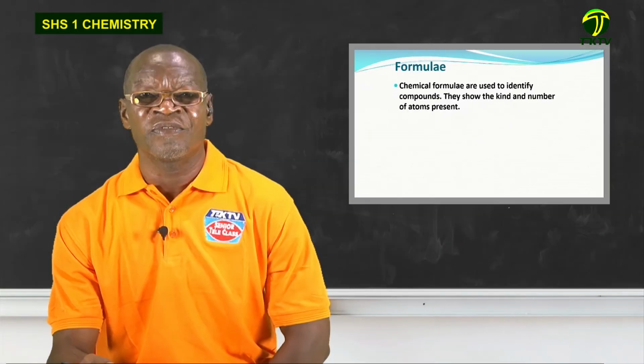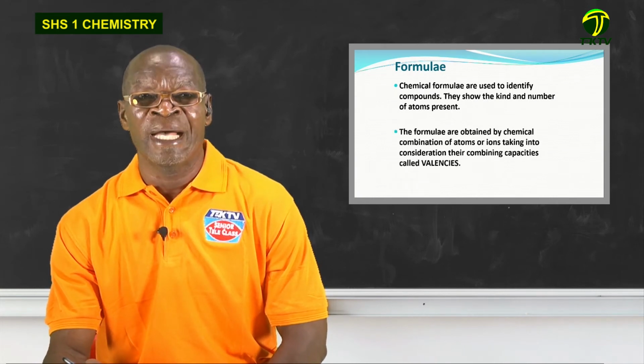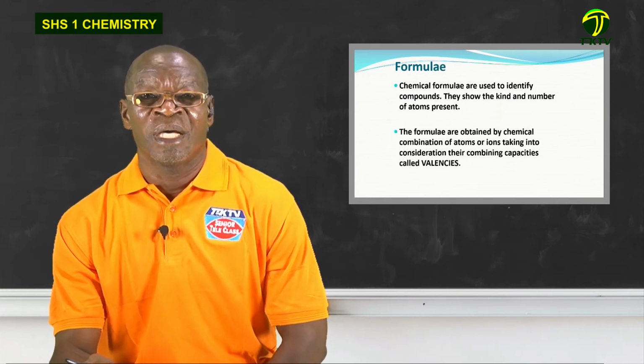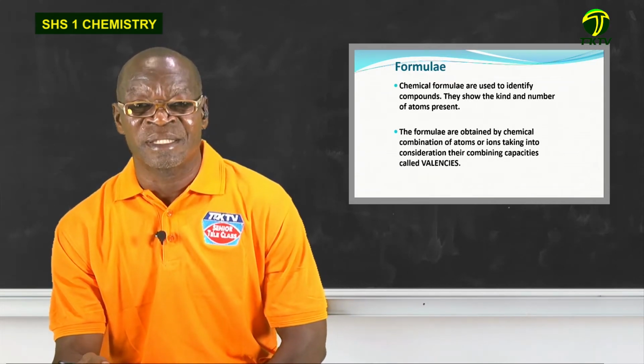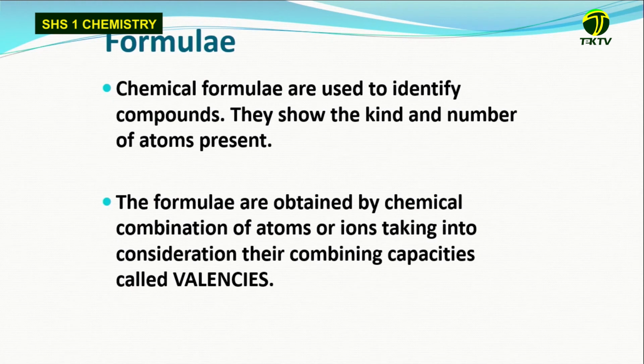And when we are writing formulae, we combine elements and we take into consideration the combining capacity of the various elements. And this combining capacity, we call it valency. Valency is the combining capacity of the elements. And so we want to look at how we write formulae for compounds.